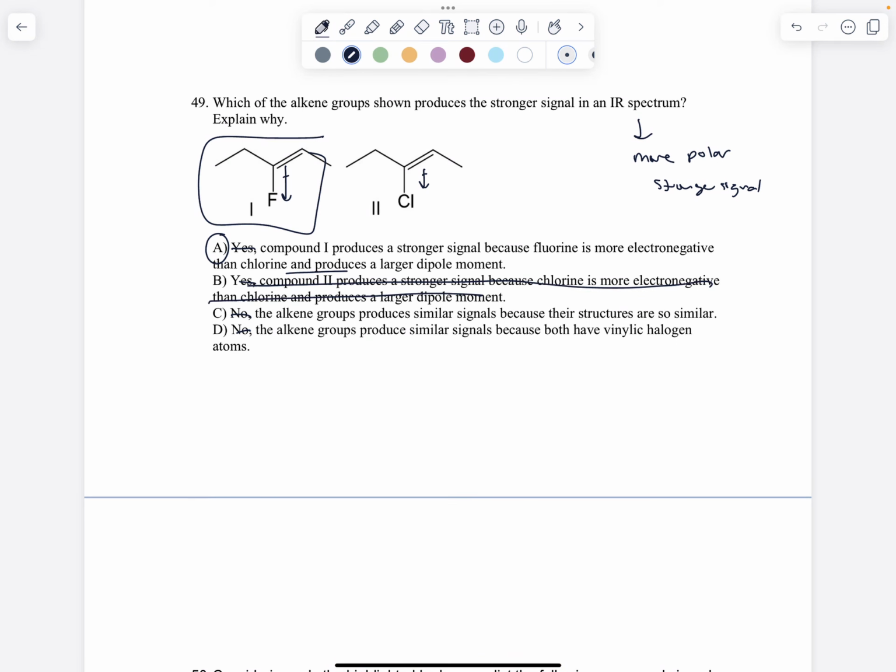Alkene group produces similar signals. No, that doesn't make sense because fluorine is more electronegative than chlorine. Alkene groups produce similar signals because both have identical halogen atoms. That doesn't make sense because the halogens are different. So there we go.